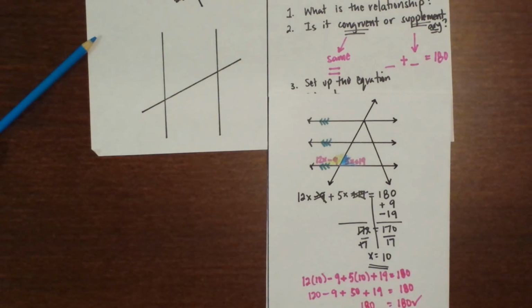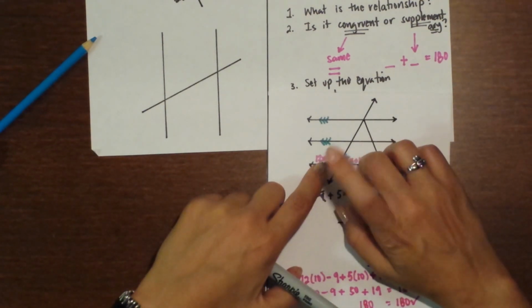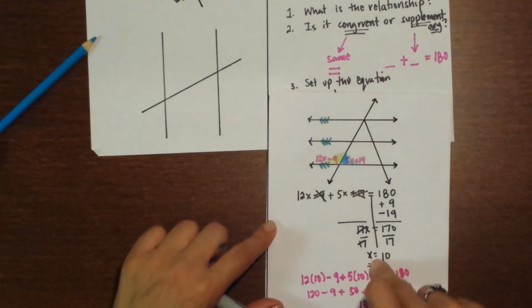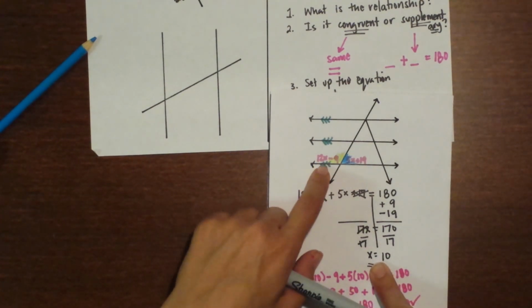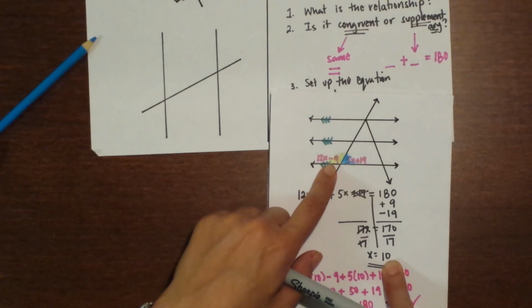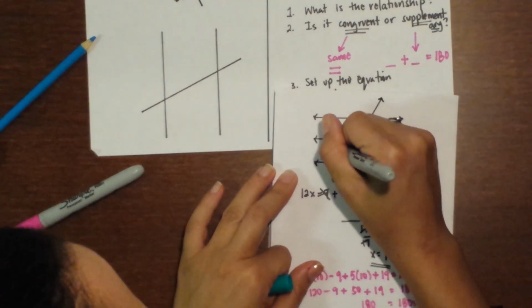Now, let's say, for example, that they asked you not to find x, but they asked you to find this angle right here. Then you would simply plug in what you found for x in this angle. So this angle is going to be 12 times 10, which is 120. 120 minus 9 is 111. So this angle right here is equal to 111.